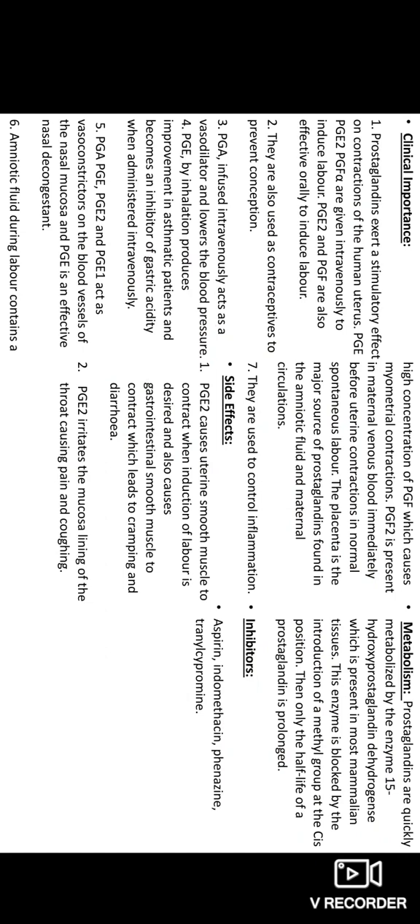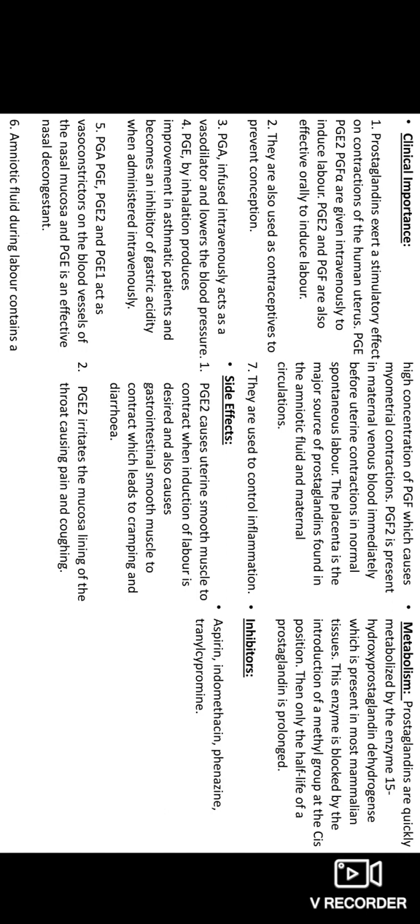Their clinical importance, here you can read. They are also used as a contraceptive to prevent conception. Then they lower the blood pressure. Then they are effective as a nasal decongestant. Here you can see the different side effects also. They cause the uterine smooth muscle to contract when induction of labor is desired. Okay. Then they irritate the mucosal lining of the throat, causing pain and coughing.